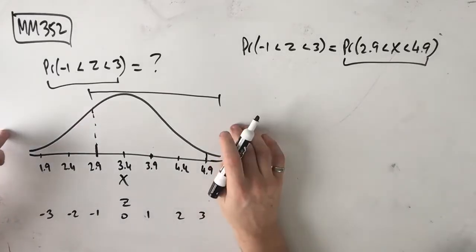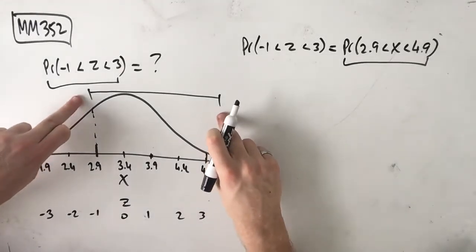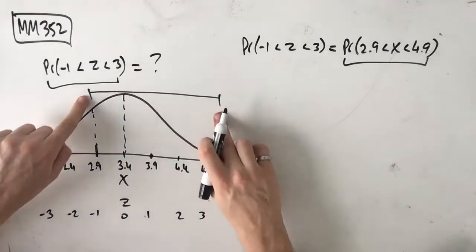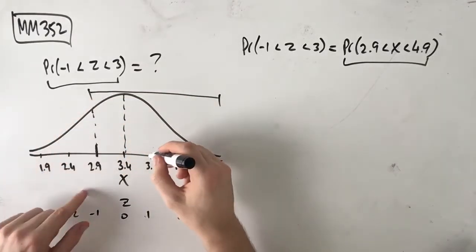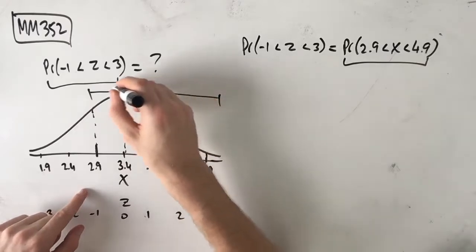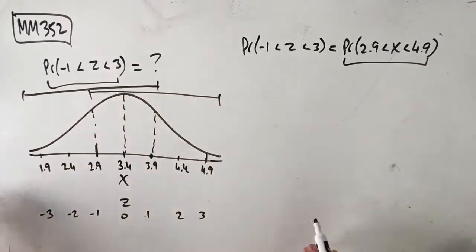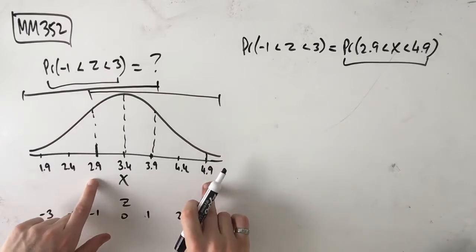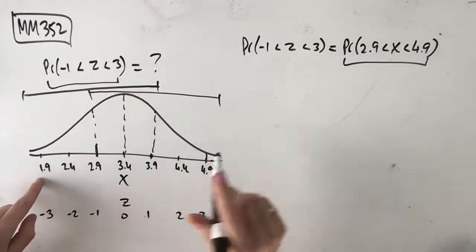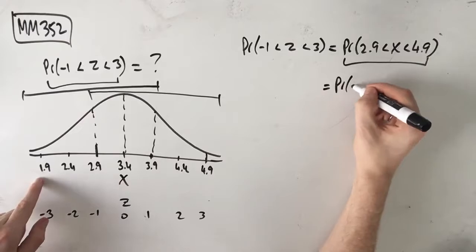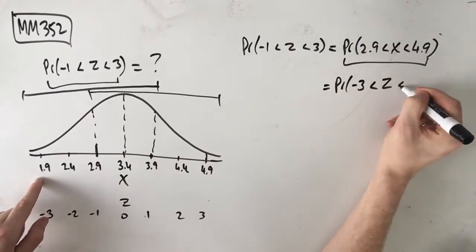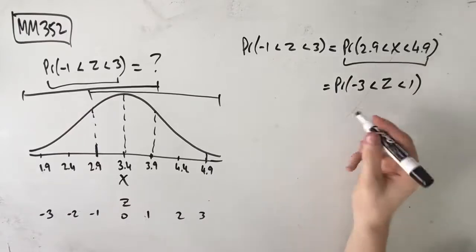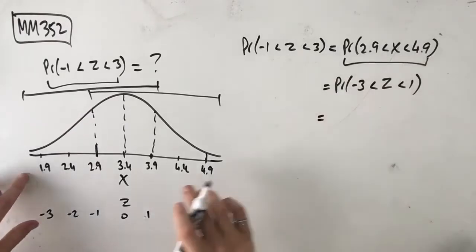What we could also say is that because the normal distribution is symmetrical about the mean, this area here is the same as from here to here. So from -1 to 3 is the same distance, or the same area, as -3 to 1. So this is the same as the probability that z is between -3 and 1. Is this in our answers? No, it's not. So we're going to have to find another way to write this.